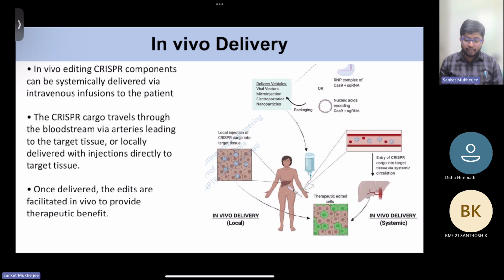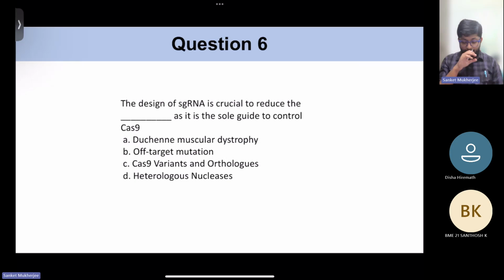However, as far as I know, CRISPR systems are not yet used in therapy. The design of single guide RNA is crucial to reduce the, as it is the sole guide to control Cas9. Is it Duchenne muscular dystrophy, off-target mutation, Cas9 variants in orthologs, or heterologous nucleases? Any answers? B. You're right. B is the answer.